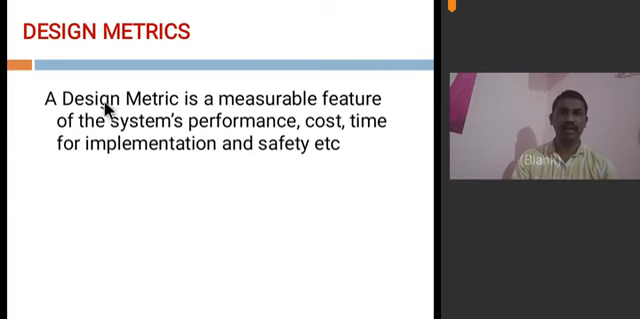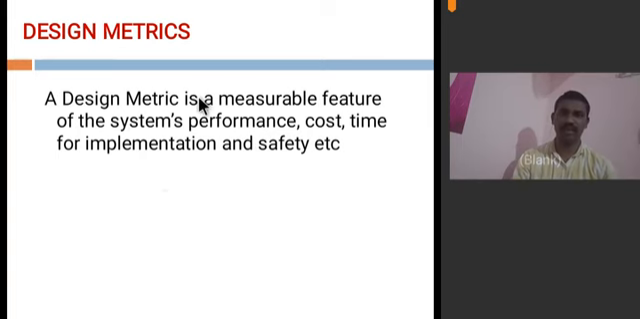A design metric is a measurable feature of system performance and cost, the time for implementation, how much time it takes for implementing, and its safety, etc. These all come under design metrics.